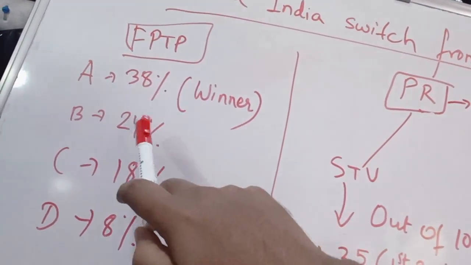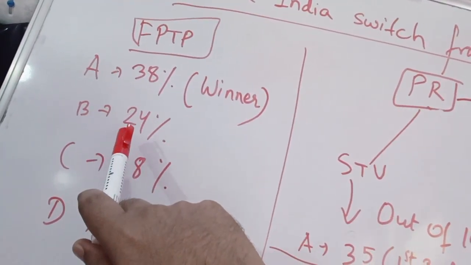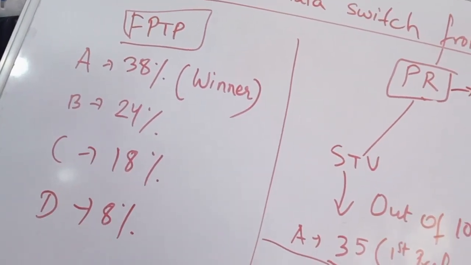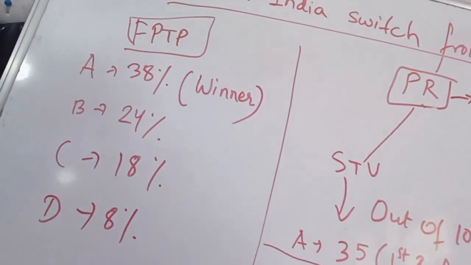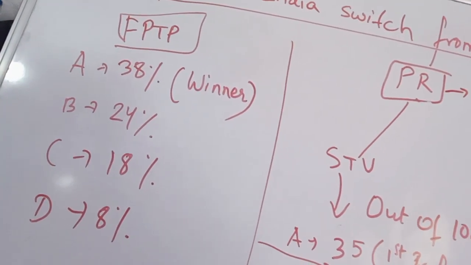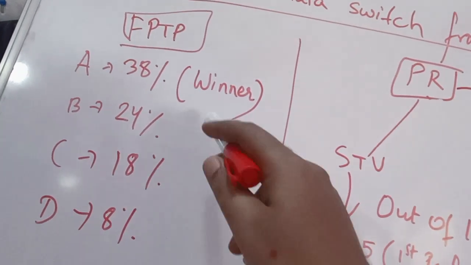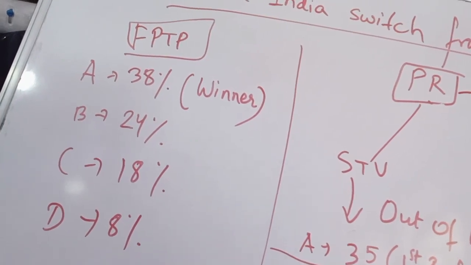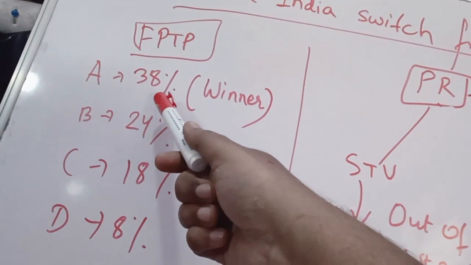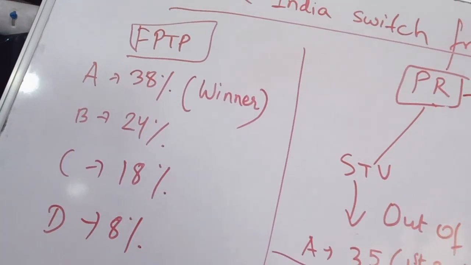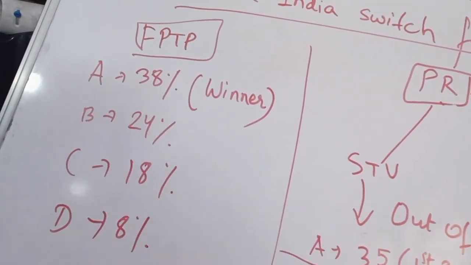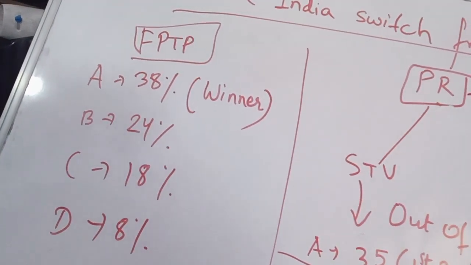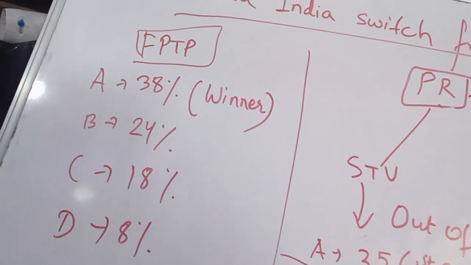Here, if you can see, A secured 38% of votes, B secured 24%, C 18, and D 8, and so on. So A secures more votes than the rest. Because it secures 38% of votes, it will be declared the winner in this type of system. Now, in spite of securing less than 50% of votes, representing only 38% of the voters, it is still declared the winner.